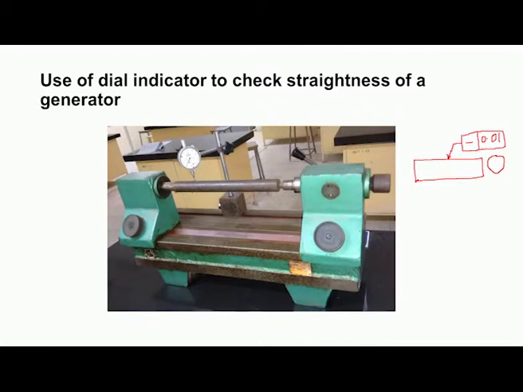So, we should take the reading at this point, or we can adjust it to 0, and slowly we can move this indicator to different positions. We can mark the positions like 0, 1, 2, 3 like this. So, the total length is divided into some equal number of parts, and then at these locations we can take the reading.